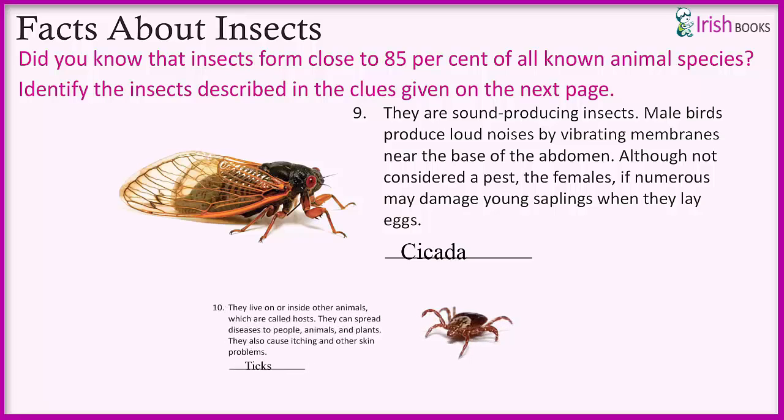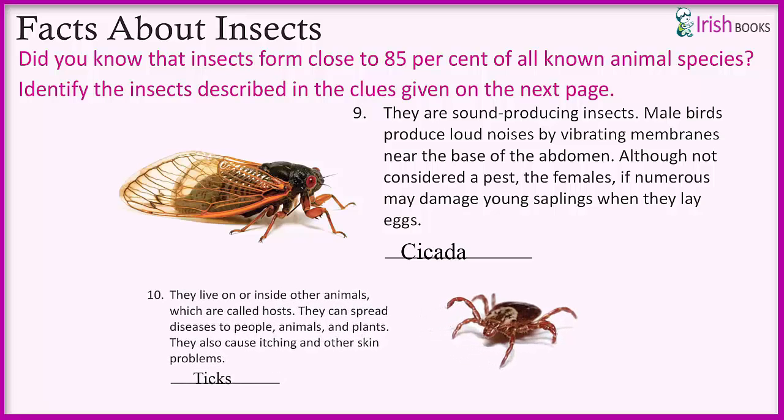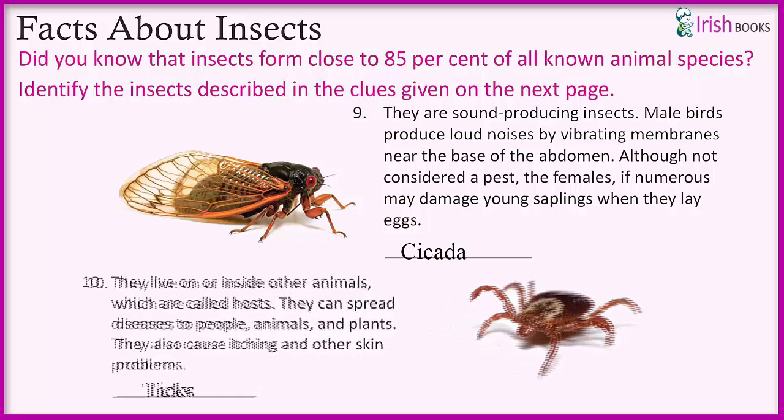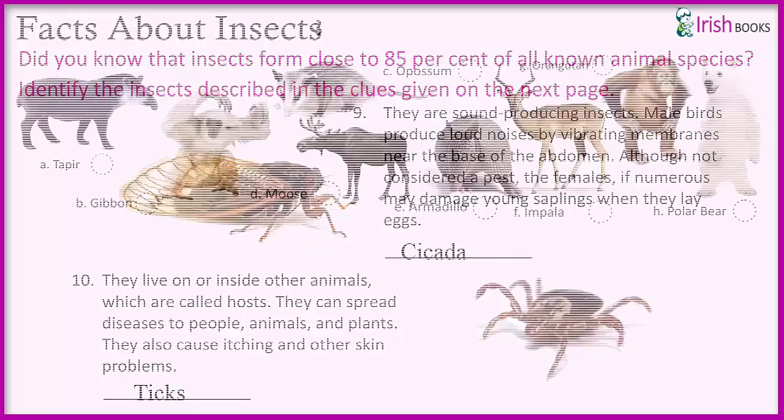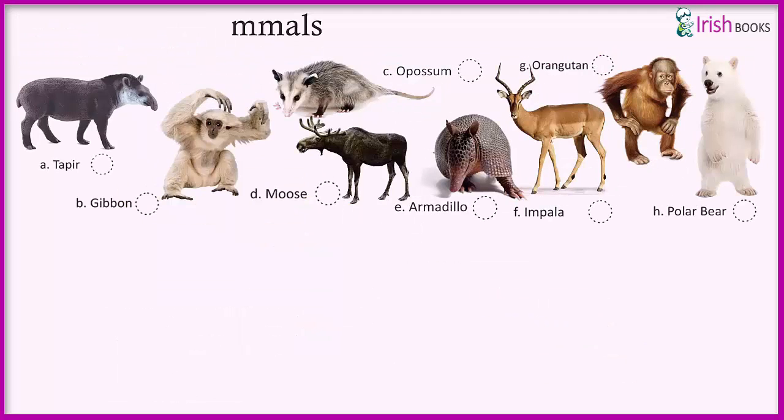10. They live on or inside other animals, which are called hosts. They can spread diseases to people, animals and plants. They also cause itching and other skin problems. Marvelous mammals. Mammals are warm-blooded animals that feed on their mother's milk. Identify them with the given hints.